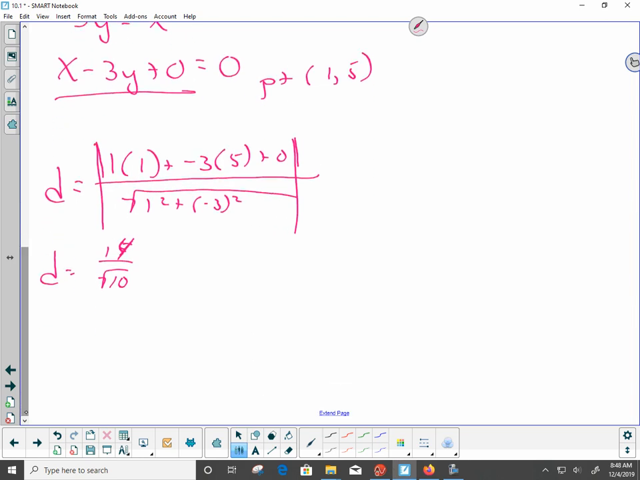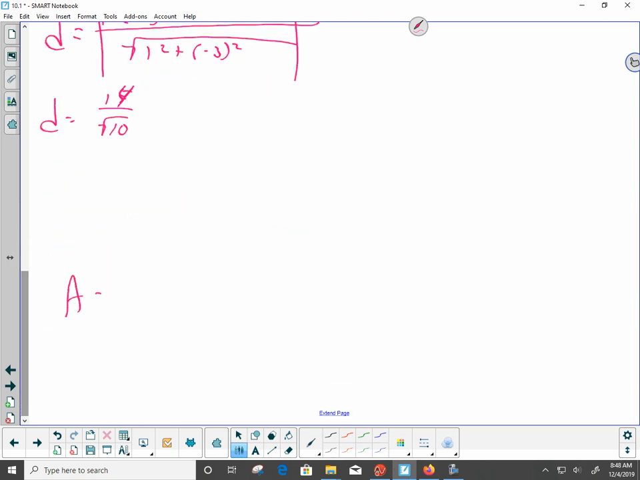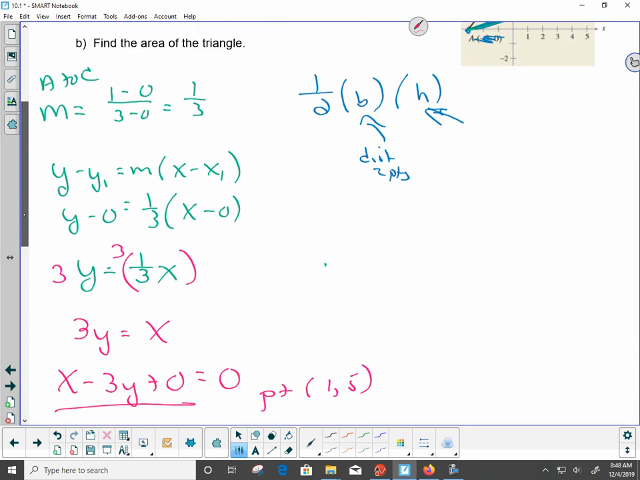So if I'm thinking here, area of my triangle, 1/2. I don't know the base yet, but I know my height is 14 over the square root of 10. Everyone with me? Yeah. I'm a little sarcastic. For sure.